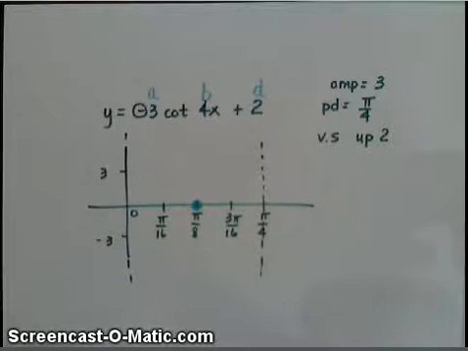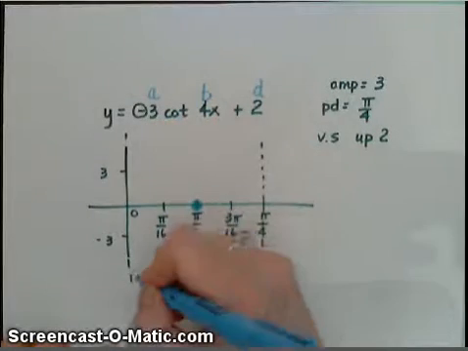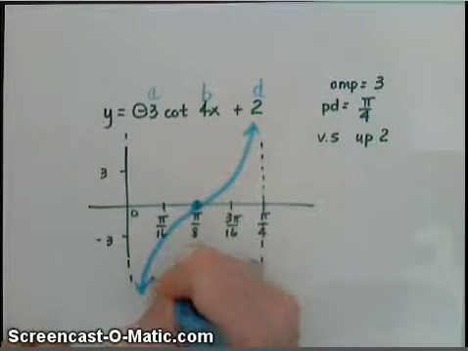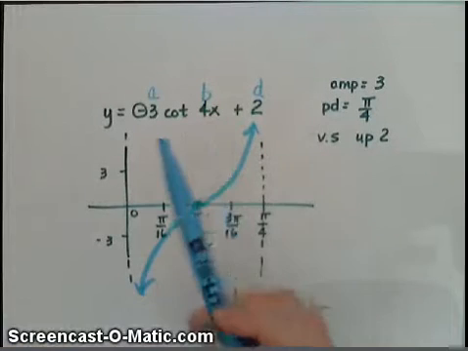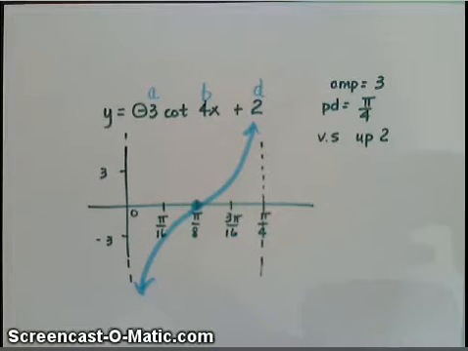Now normally cotangent is going to come high and fall, but this is negative. So it's going to go up and up like this. It is negative and then positive. Okay, now that is -3 cotangent 4x. Then I need to pick the whole thing up 2.